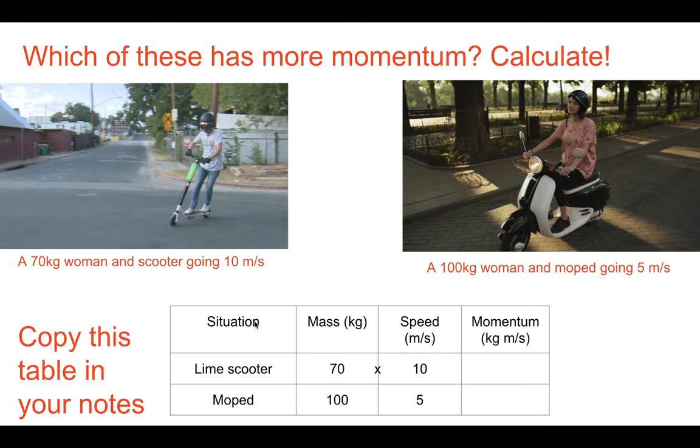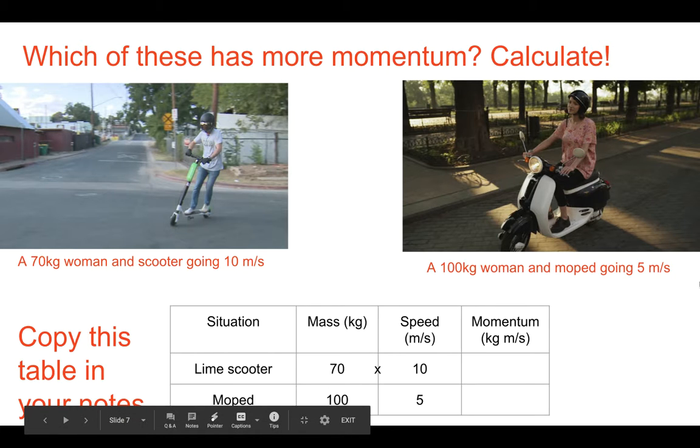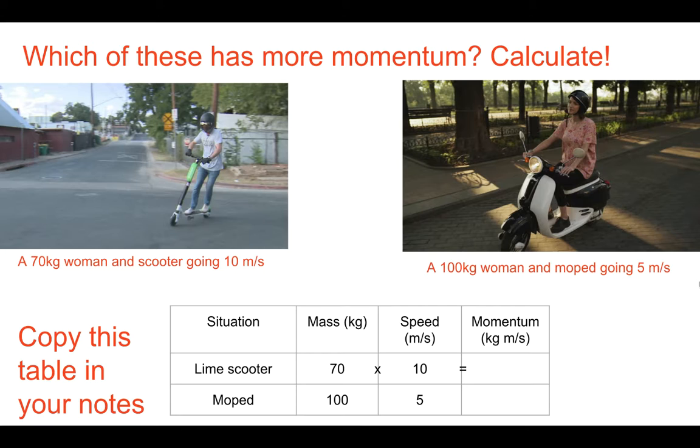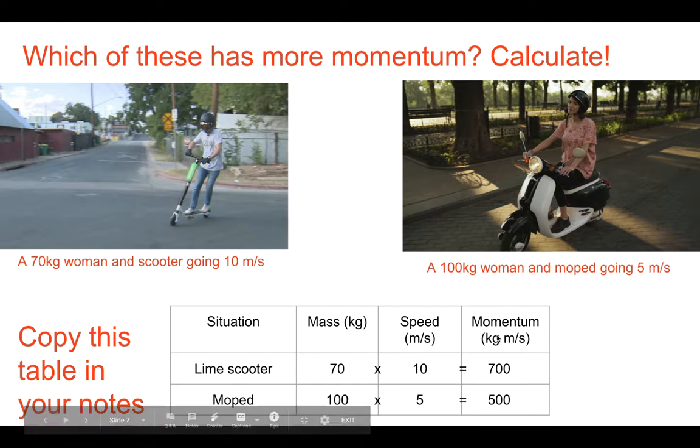What we're going to do is multiply. So you can see the little multiplication symbol popped up. We're going to multiply 70 times 10, and that's going to give us our momentum, which is 700 kilogram meters per second. The moped, we're going to multiply 100 times 5. That's going to give us 500 kilogram meters per second. So ultimately, what you can see here is that the Lime scooter in this situation actually has more momentum. So even though the moped has more mass, the speed of the scooter is what's going to give that scooter more momentum. So when we have numbers and we can calculate momentum, that's the best way to determine it.